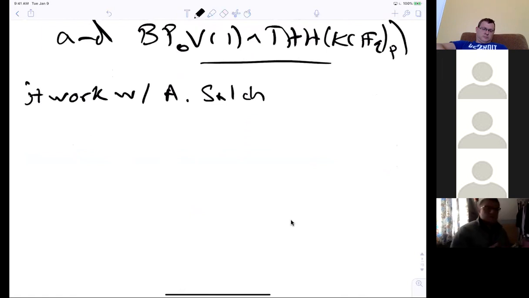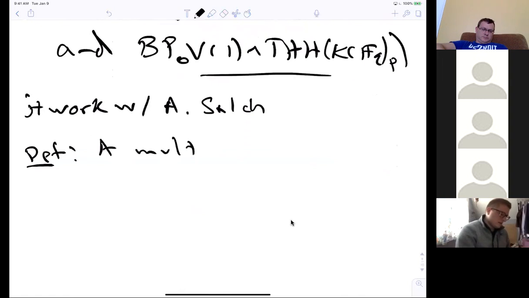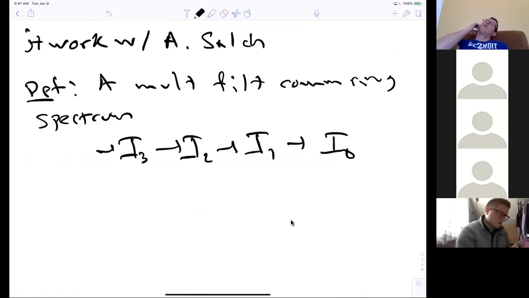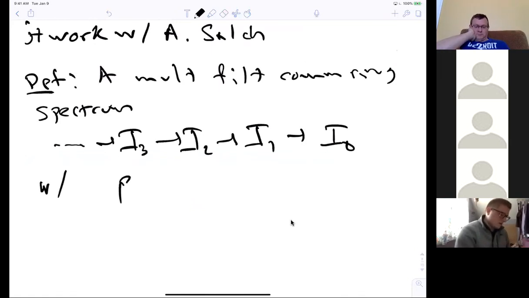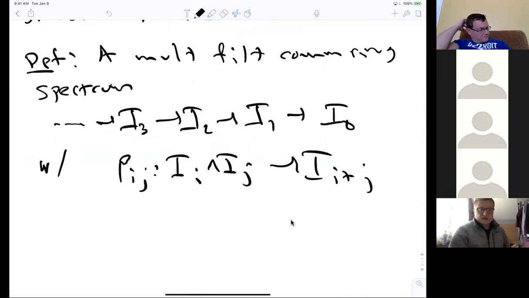The idea is to use a filtration of a commutative ring spectrum, a multiplicative filtration, to filter the cyclic bar complex and then give a spectral sequence in THH. So we need a definition of a multiplicatively filtered commutative ring spectrum. I'm going to give the very bare bones structure. It's a sequence of spectra, with structure maps rho_{i,j} from I^i smash I^j to I^{i+j}.